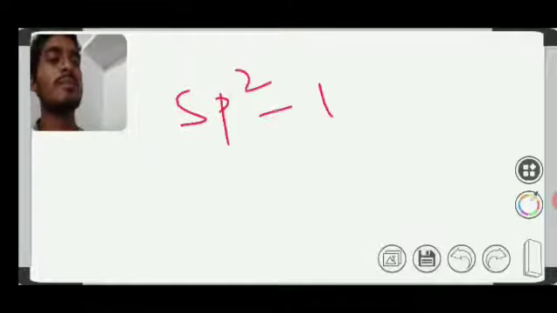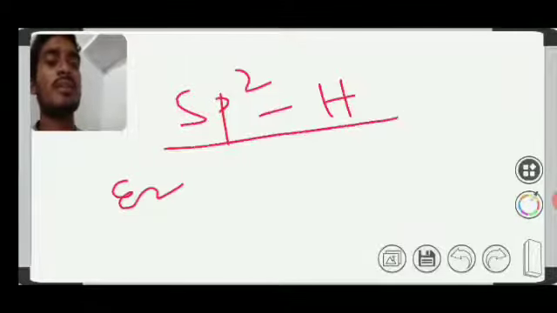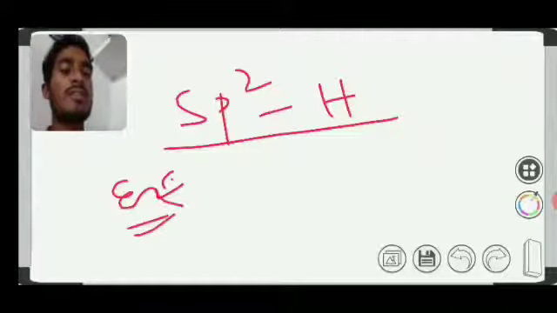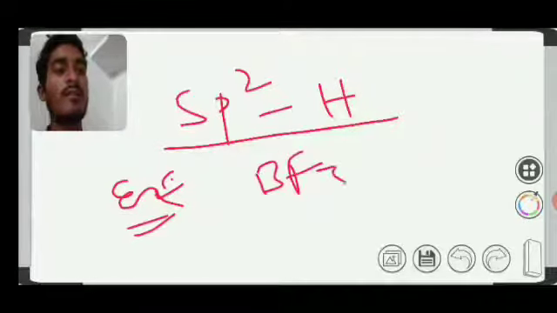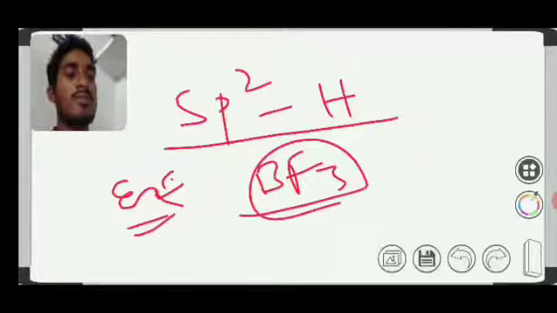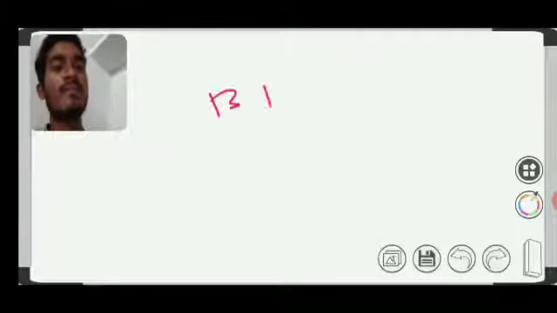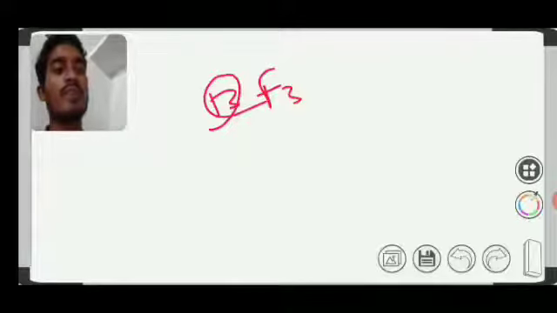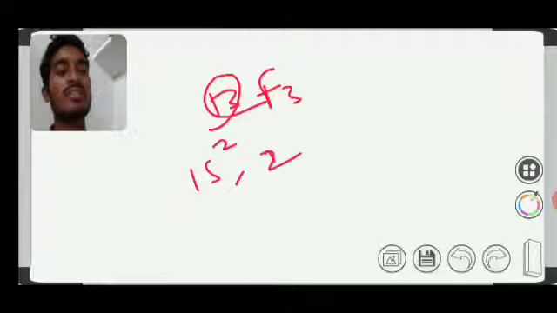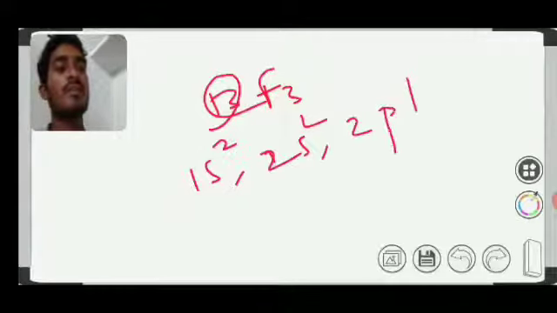Next we will see sp2 hybridization. The example is boron trifluoride or boron trichloride. Now the central atom is the boron atom. The electronic configuration: boron's atomic number is 5, so 1s2, 2s2 and 2p1.